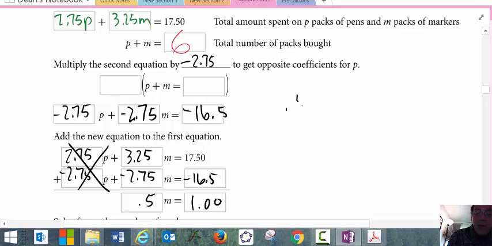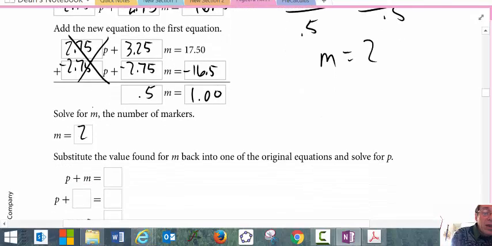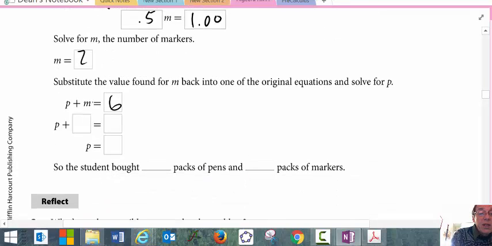Now I'm going to do the math over here. 0.5, you could say it's 0.50, but it doesn't really matter since that's the same thing as 0.5, is equal to 1.0. So we're going to divide both sides by 0.5, or you could say I'm multiplying by 2, because that accomplishes the same purpose, and that gives us that M is 2. So if M is 2, and P plus M, if you remember back up there, is equal to 6, then that means that P must be 4.